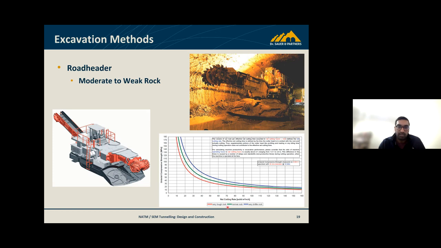This is the net cutting rates against compressive strength, and you can get an idea of how much you'd be able to get out of the road header, depending on what the ground is telling you or what the lab testing is telling you for that location in particular.